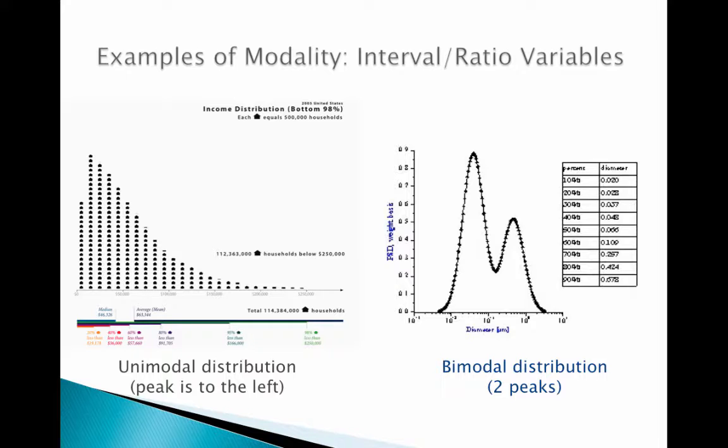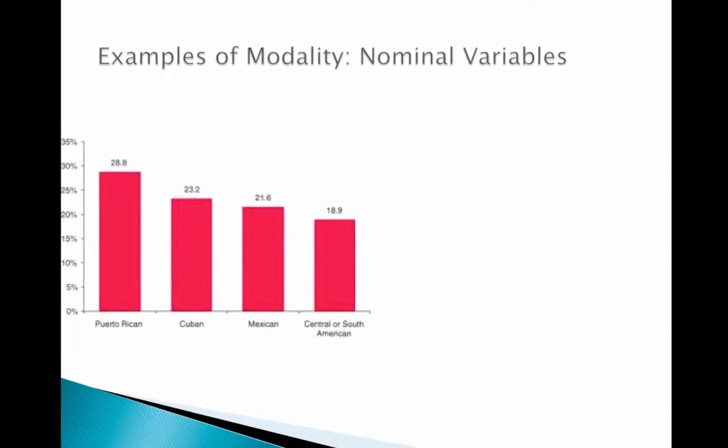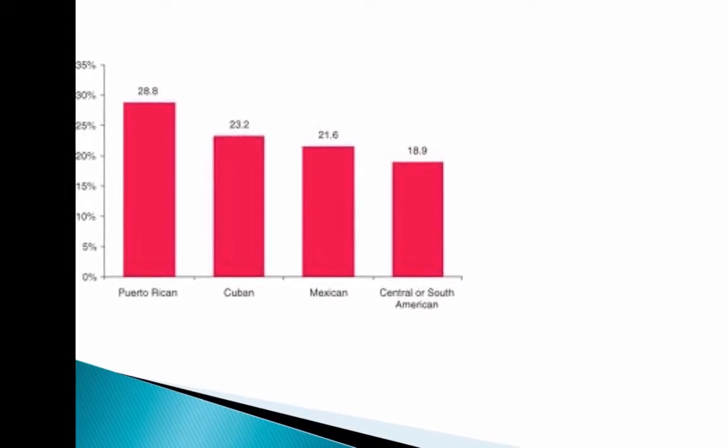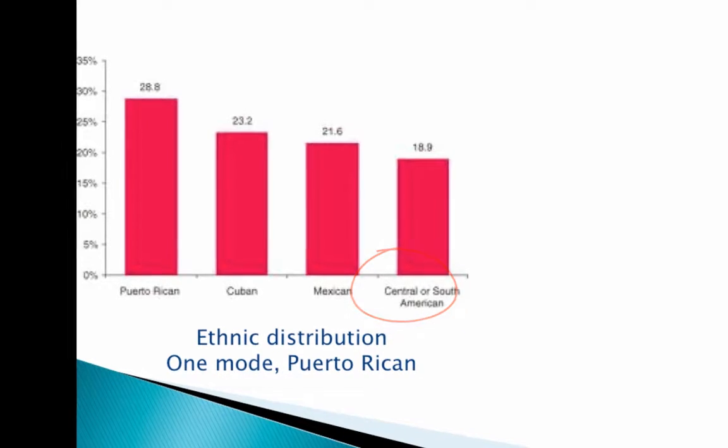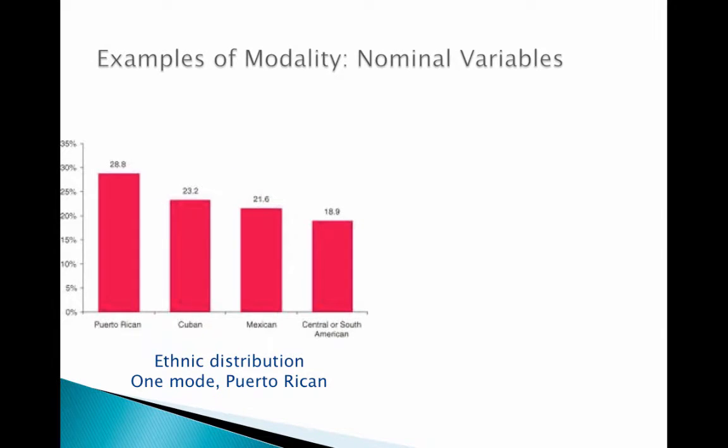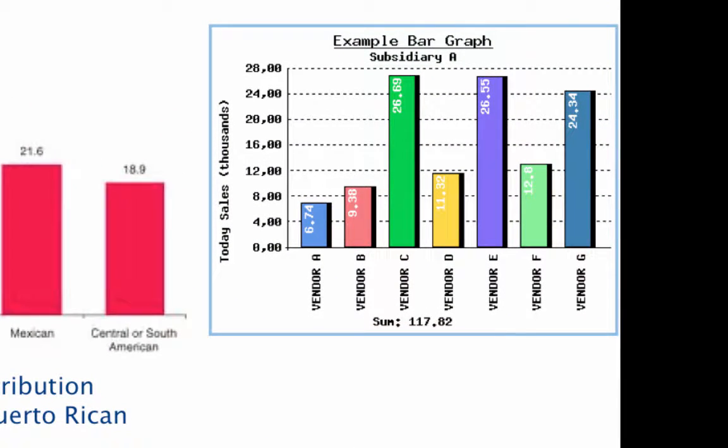Here are a couple other ones. Looking at nominal variables: ethnicity. What's our mode? Puerto Rican. But looking at the entire distribution, how many peaks are there? Only one, right? So again, in this case, there's only one mode, and the distribution itself is unimodal. But look here, subsidiaries. We have our 7 different vendors. What's our mode? Which vendor is our mode? Vendor C, right? But in terms of the entire distribution of these 7 vendors, we have 3 modes, right?